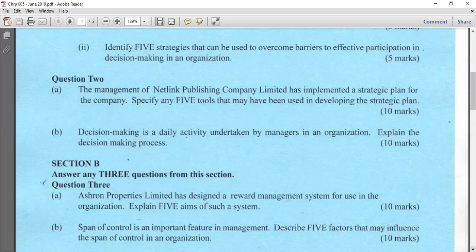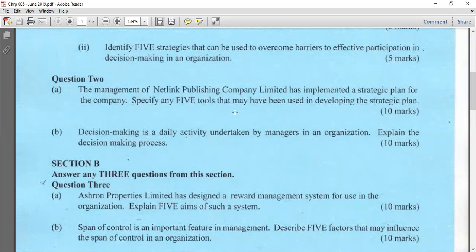Question two. A, read. Who will read for us question two, A? I can read. Yes, go ahead, please.